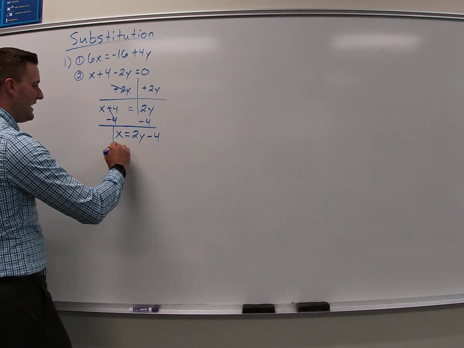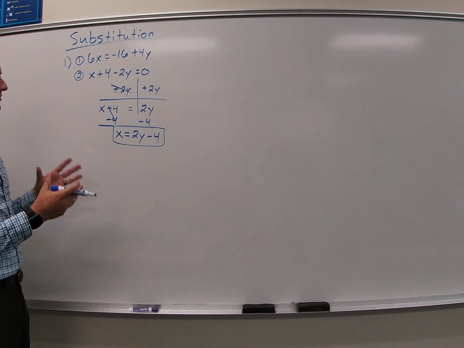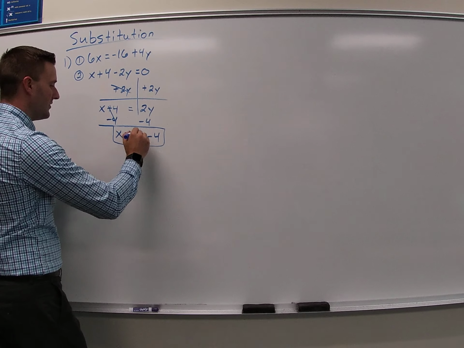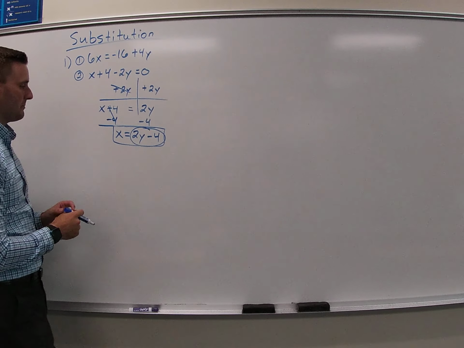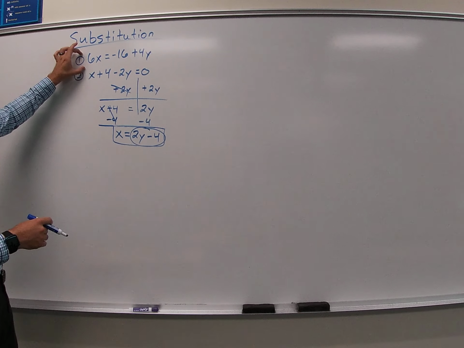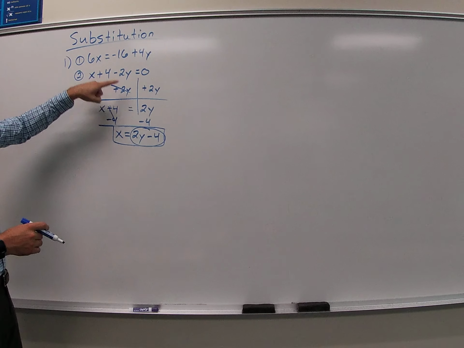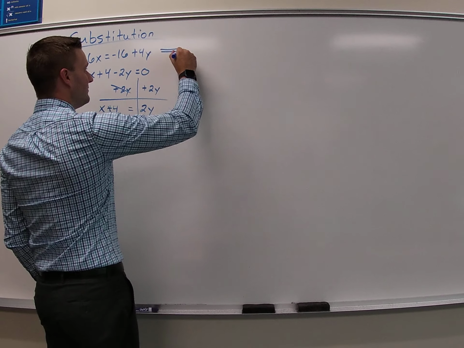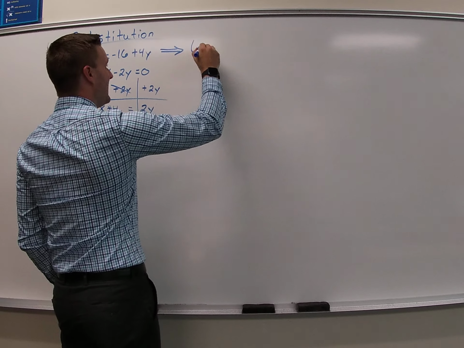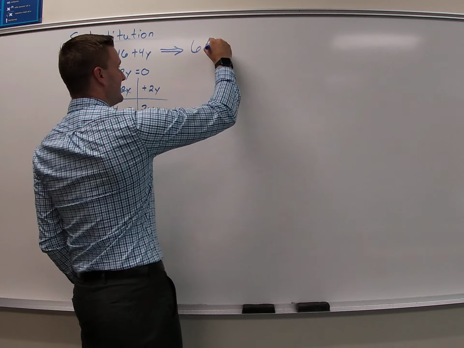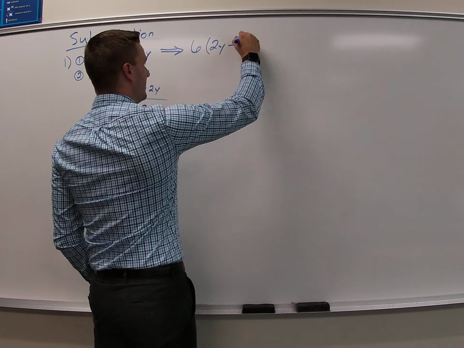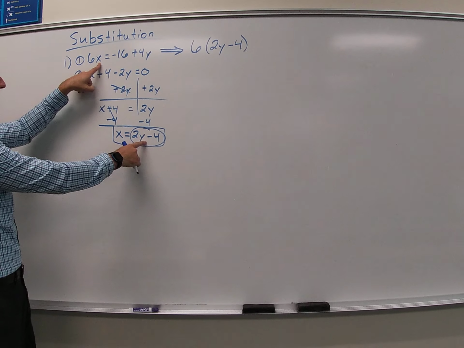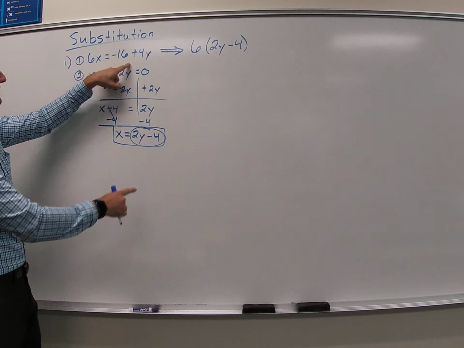So if I want to solve using substitution, I'm going to replace anywhere I have an x with this entire 2y minus 4. So in line 1, I can replace x with 2y minus 4. So from line 1, instead of 6 times x, this is really going to be 6 times 2y minus 4, because I'm replacing x with what it's equal to, which is 2y minus 4. So I'm just following this equation.